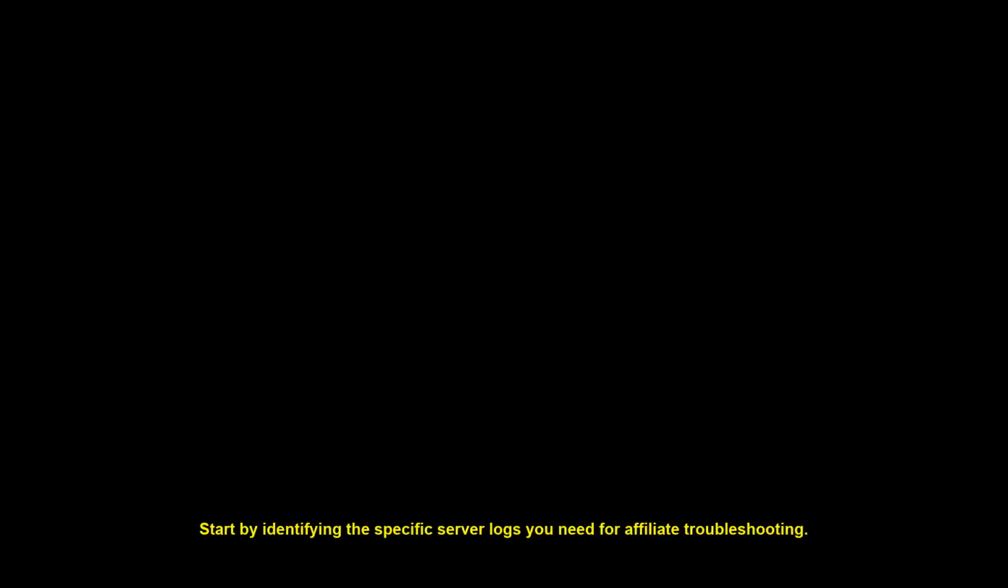Start by identifying the specific server logs you need for affiliate troubleshooting. Access your server using a secure connection, such as SSH for Linux-based systems. For Windows servers, use Remote Desktop Protocol, or RDP. Navigate to the directory where your server logs are stored. Common locations may include /var/log/ for Linux or c:\logs/ for Windows.